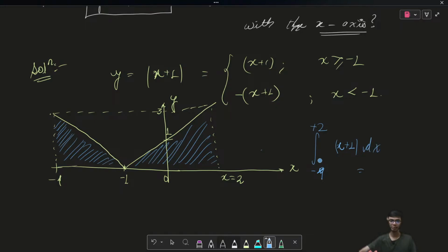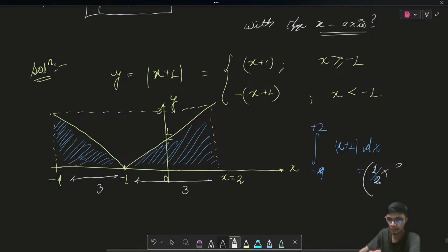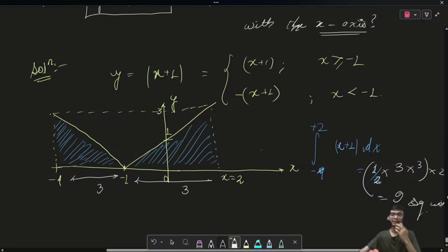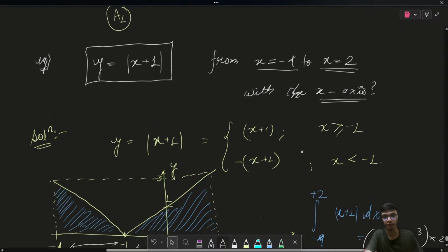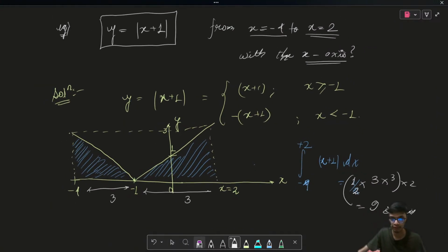this result is simply the sum of these two areas, right? Which is simply a triangle, so I can find this area as half into, this particular length is going to be equal to 3, and this particular length is also going to be equal to 3. So 3 into 3 and 2 times of it. So this is going to be equal to 9 square units, right? So 9 square units is going to be the correct answer. So the curve mod of x plus 1 is occupying an area of 9 square units. I hope this is clear, right?